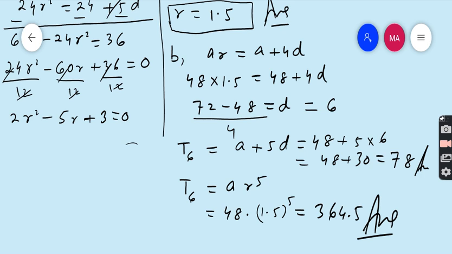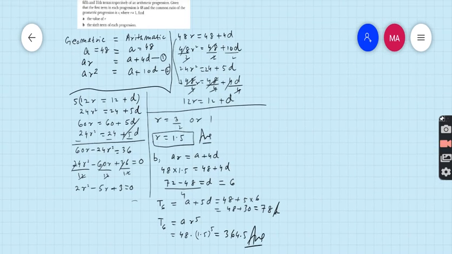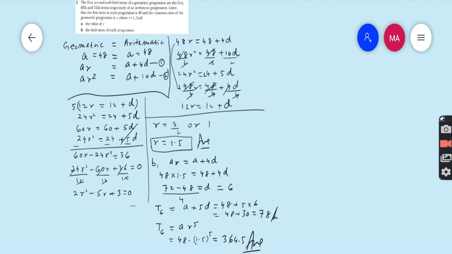Move to the next question. This is the whole summary of question number 3. Start question number 4.